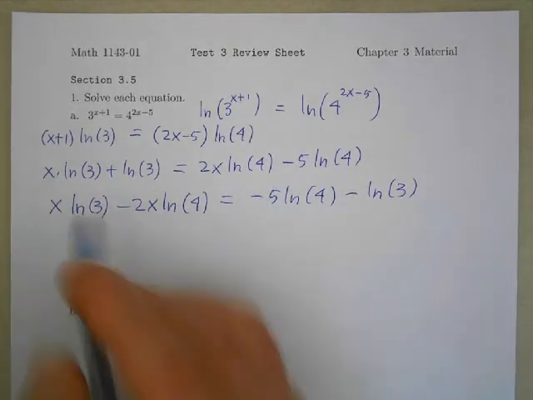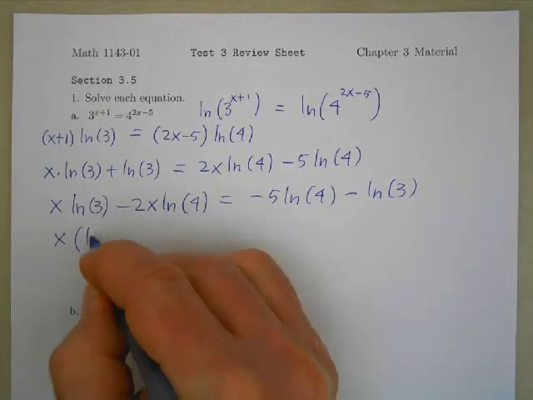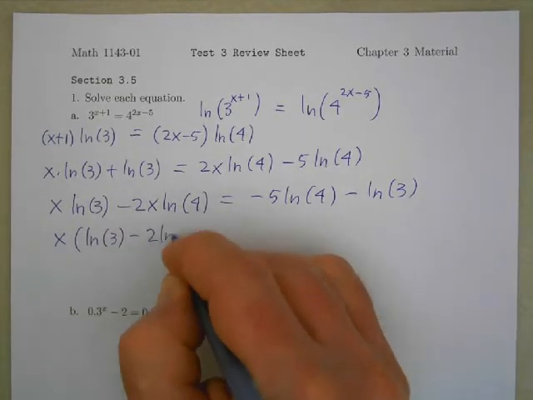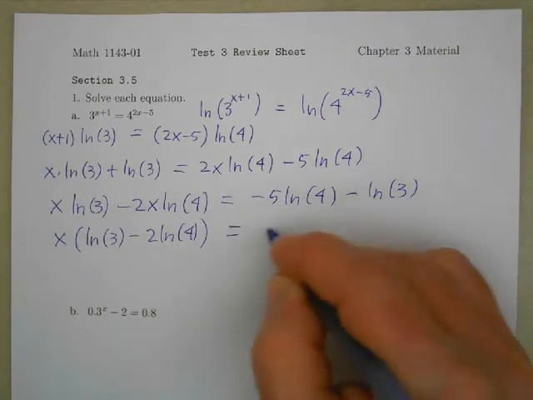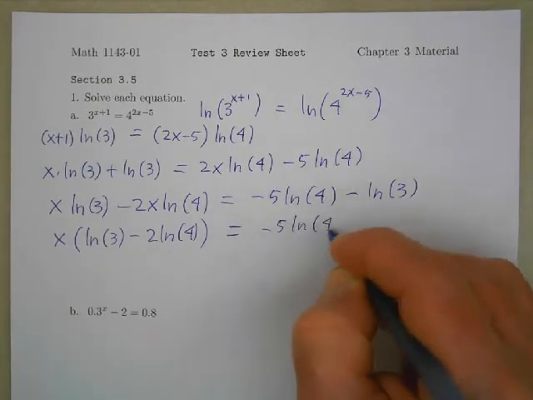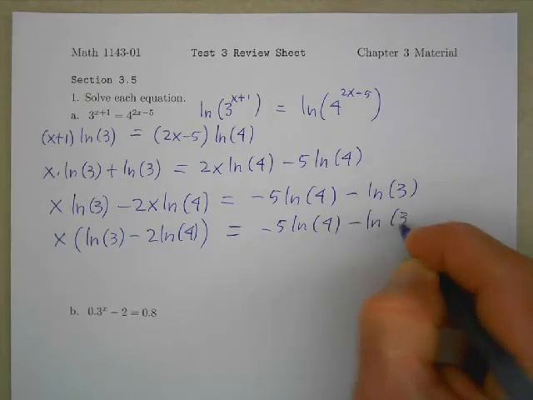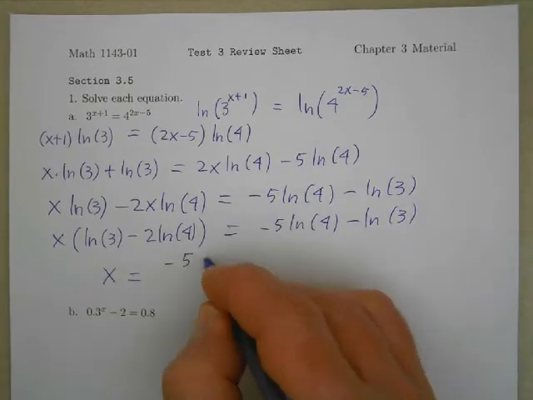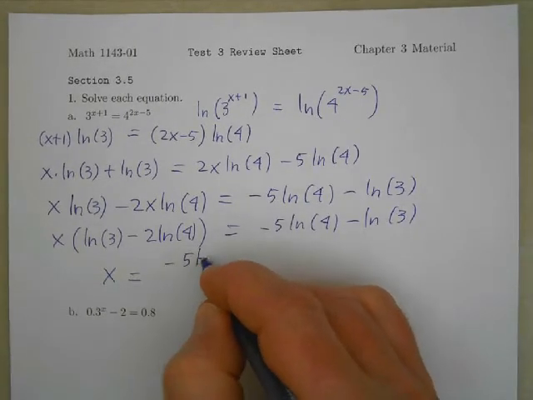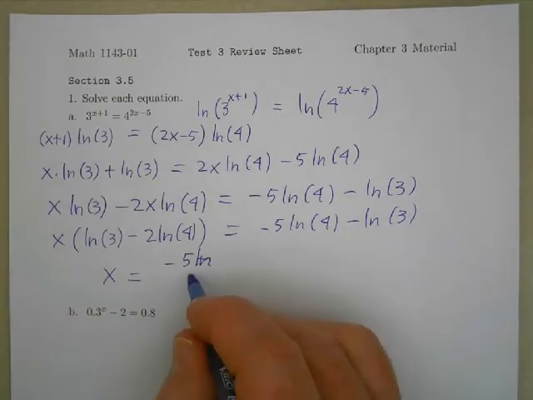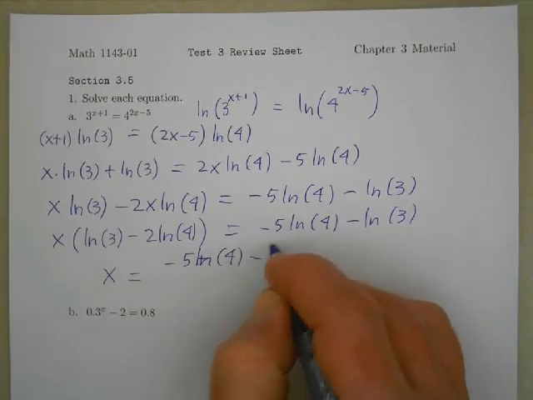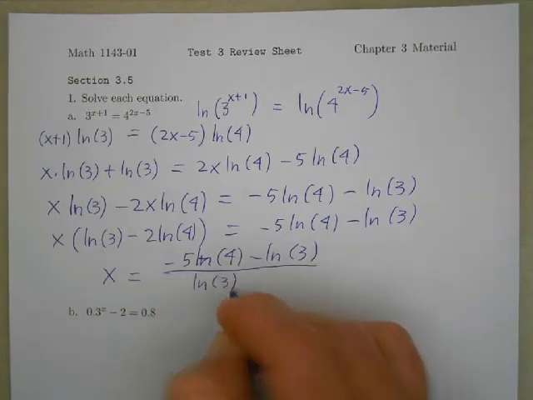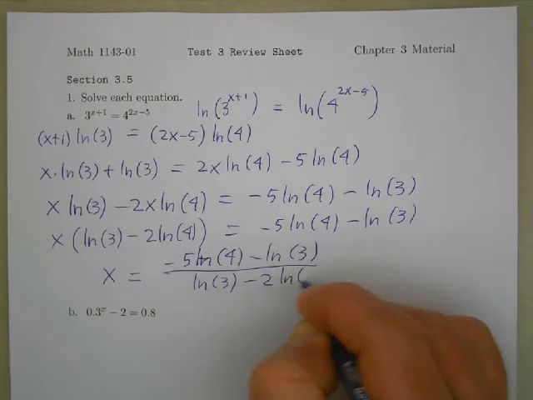And then on the left-hand side, we factor x out of both terms, so we get x times the quantity, the natural log of 3 minus 2 times the natural log of 4, equals the right-hand side, negative 5 times the natural log of 4 minus the natural log of 3. And then finally, divide both sides by the natural log of 3 minus 2 times the natural log of 4. So in the numerator, negative 5 times the natural log of 4 minus the natural log of 3, all divided by the natural log of 3 minus 2 times the natural log of 4.